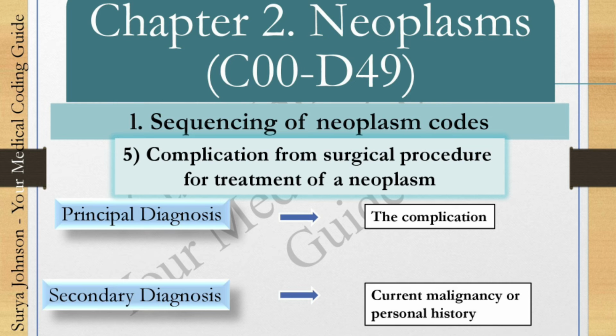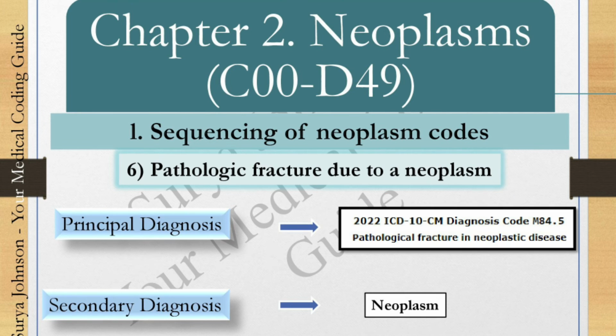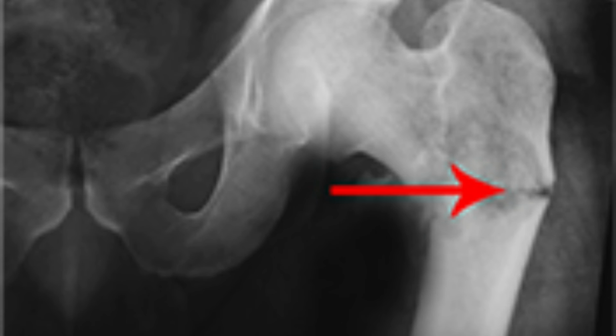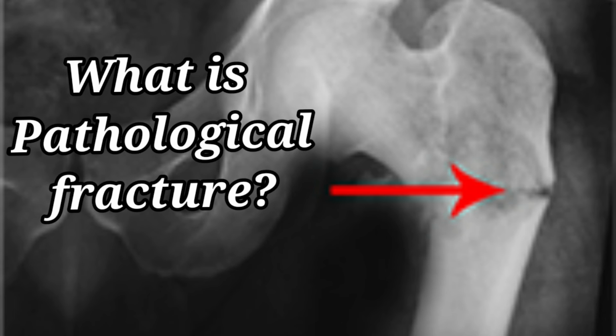The sixth one under sequencing of neoplasm codes is pathological fracture due to a neoplasm. In this scenario, you will code the principal diagnosis as M84.5, which is the pathological fracture in neoplastic disease. So what is a pathological fracture? If you know the answer, put it in the comment section below.